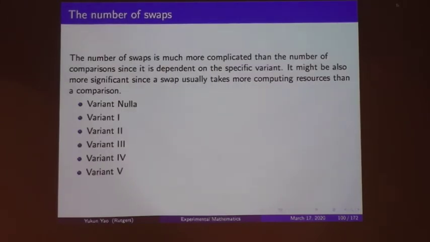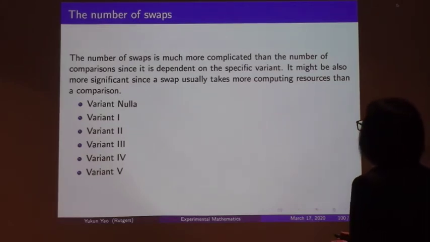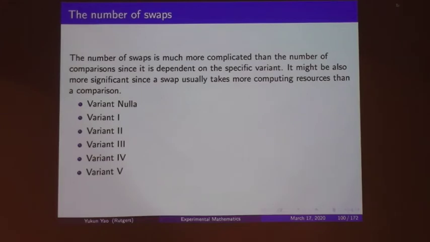So we'd like to consider the number of swaps instead of comparisons. The number of swaps is much more complicated than the number of comparisons because it is dependent on the specific variant, and it is also more significant because usually a swap takes more time and more computing resources than a comparison. So we have several variants here.